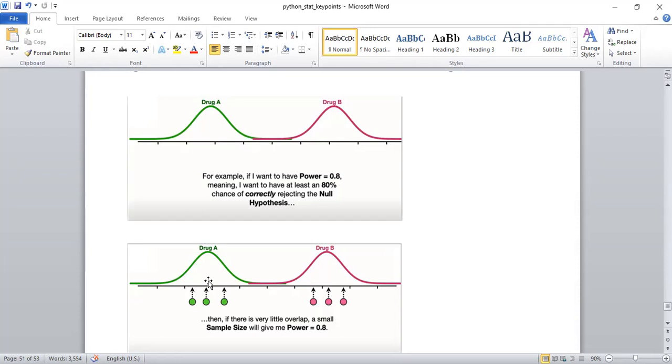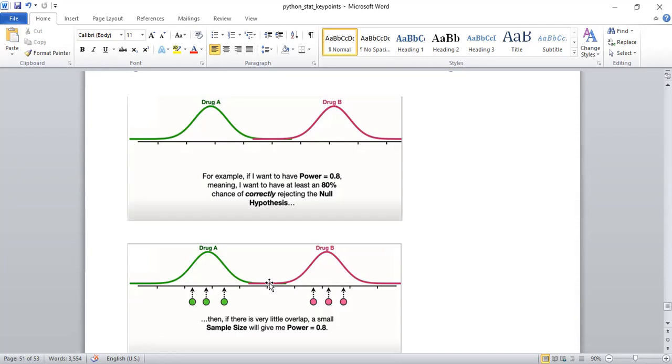Just consider drug A follows one distribution with a particular mean for that set of observations, for that set of members belonging to drug A, and for drug B, there is a set of members present which are the samples of drug B. Okay, so the samples of drug B represent a different mean, for the distribution of drug B. If these means are very far away from each other, that is why there is very little overlap at the end, okay?